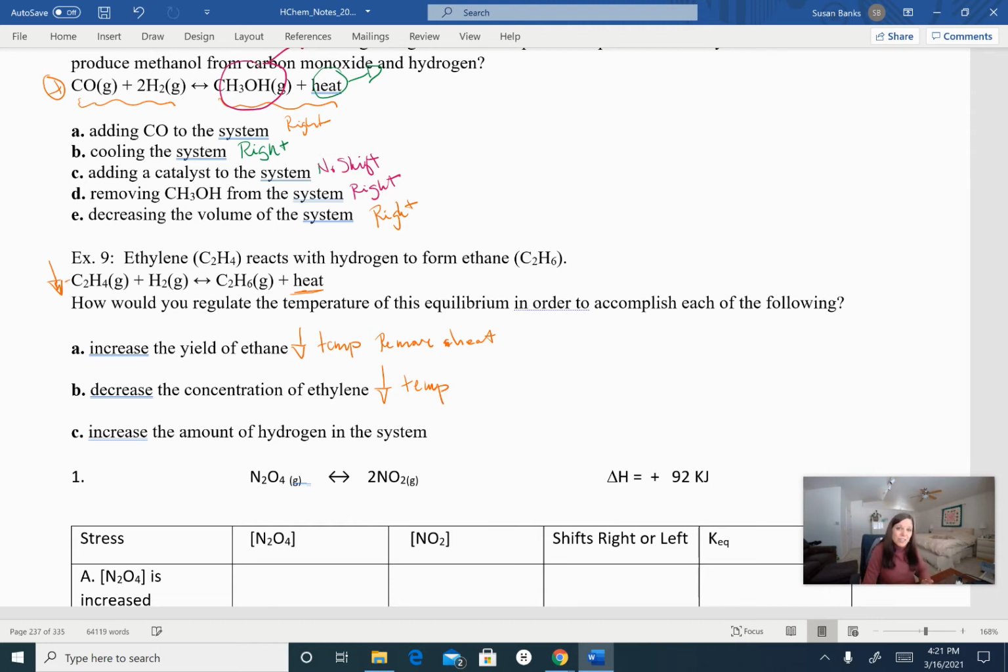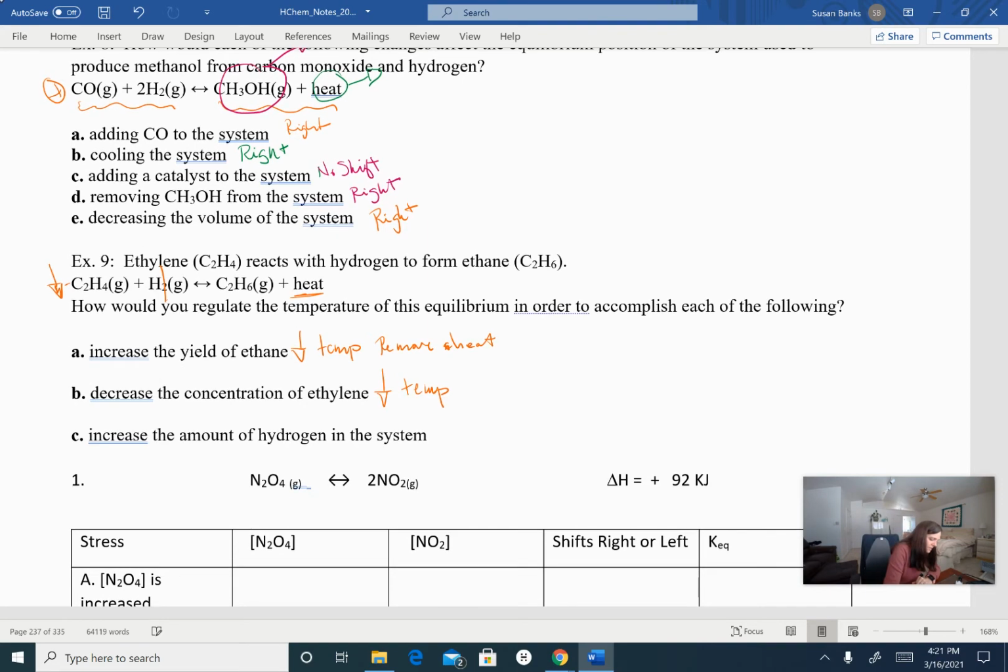What if I want to increase the amount of hydrogen in the system? Okay, so I want to increase this. So I actually want this to shift to the left if I want to increase my hydrogen concentration. So I am going to do what I need to do to shift it left. I'm going to increase the temperature.